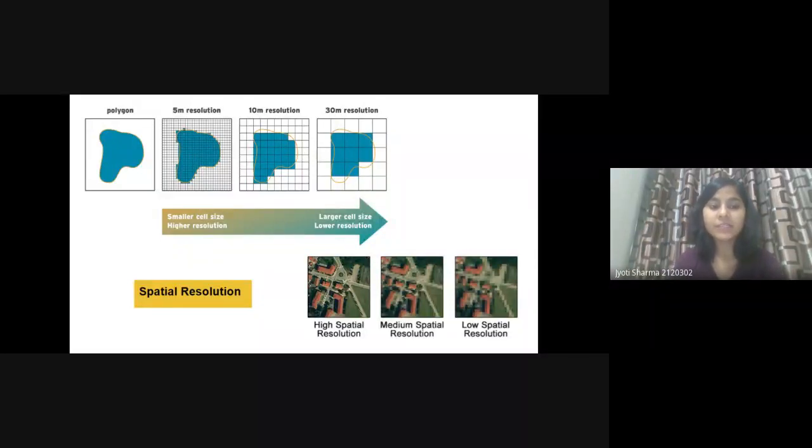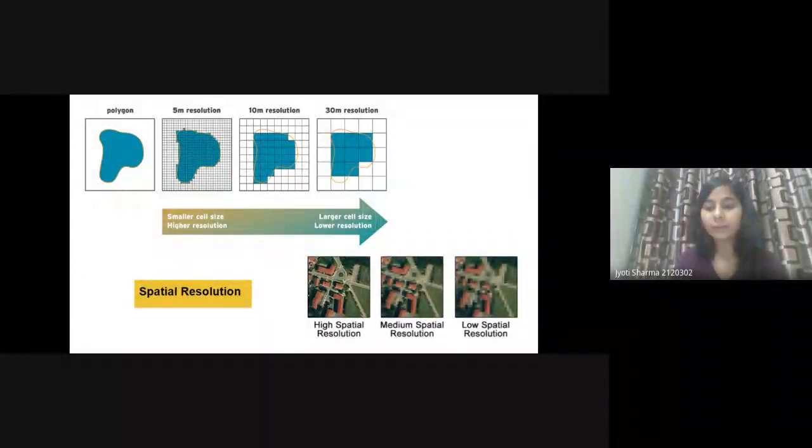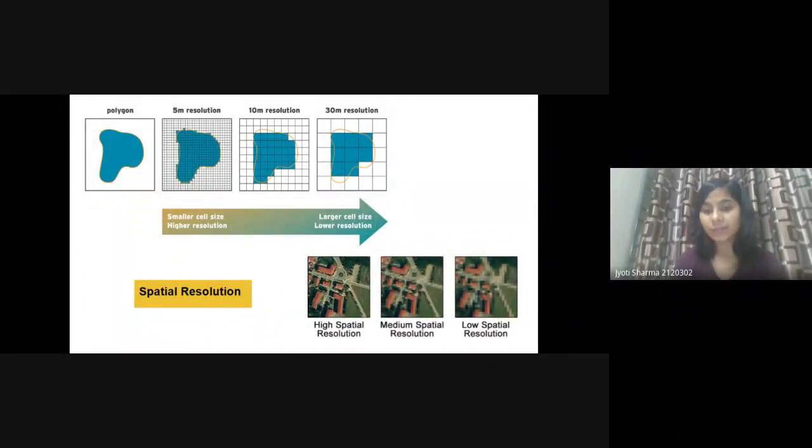If we have a very small pixel size, then it will be higher resolution. But opposite to that, if you have a large pixel size, then it will give you a much lower resolution image. Here we can see that this is a high spatial resolution, and here we can see some pixels, because the size of the pixel is large, so we can see square pixels, and this is giving you a blurred image. So this is spatial resolution.